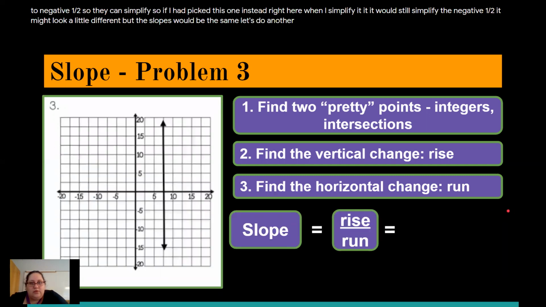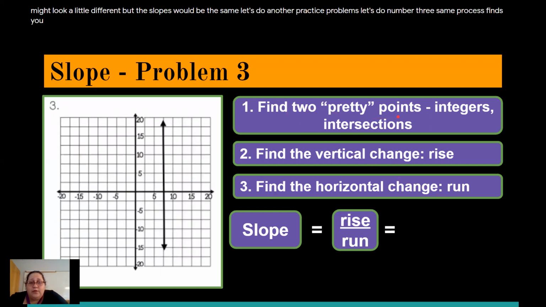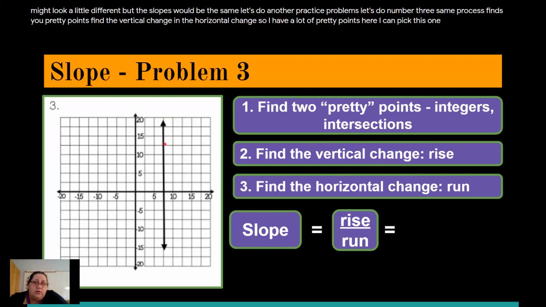So let's do another practice problem. Let's do number 3. Same process. Find 2 pretty points. Find the vertical change and then the horizontal change. I have a lot of pretty points here. I could pick this one, this one, this one. There's so many to choose from.